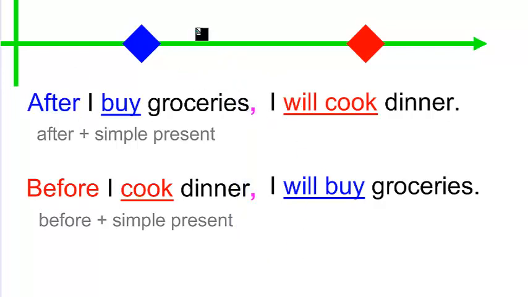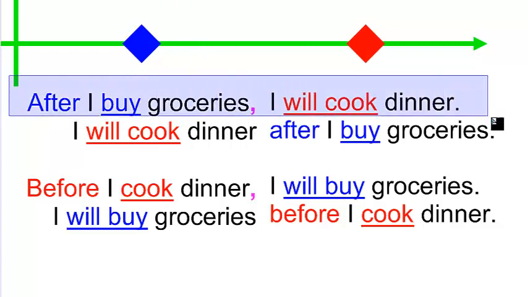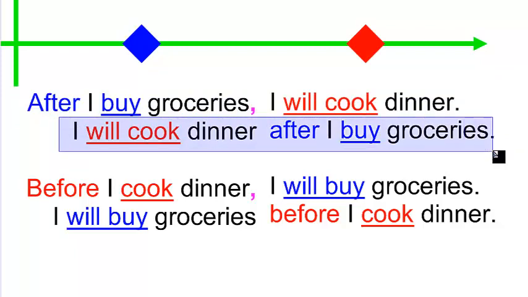Now, very similar to the way we use the conditional sentences, you can also do something similar here with after and before. We can also change the way it is. And I can say, after I buy the groceries, I will cook dinner. Or I could also say, I will cook dinner after I buy the groceries.